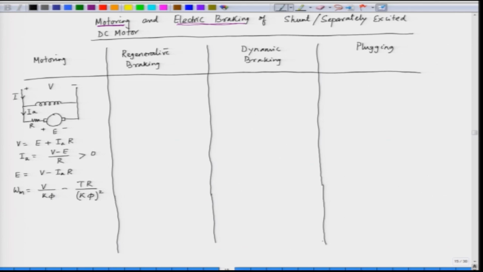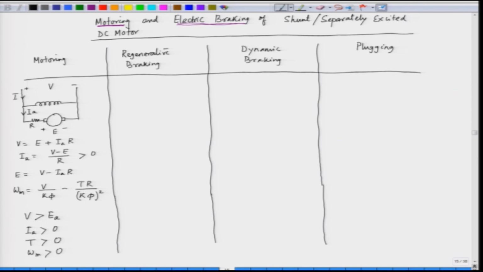Now, in this case for motoring operation of a DC motor, the applied voltage should be higher than the back EMF. So, the condition is that the applied voltage should be higher than the back EMF for motoring, and the current is positive, the torque is also positive, and of course, the speed has to be also positive for motoring.